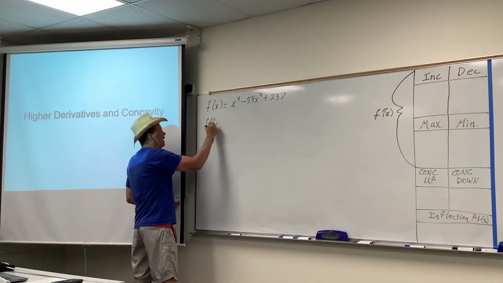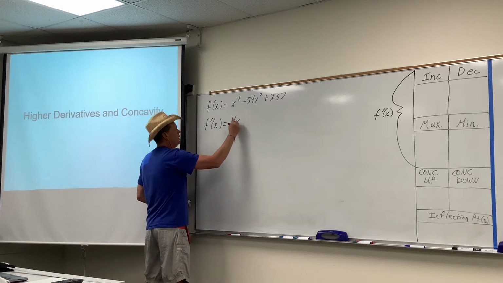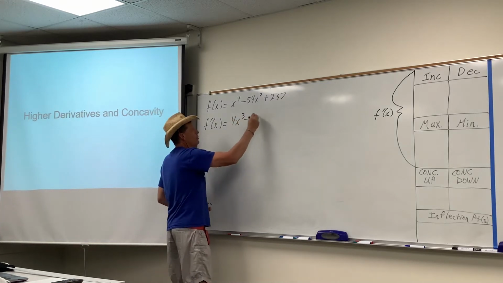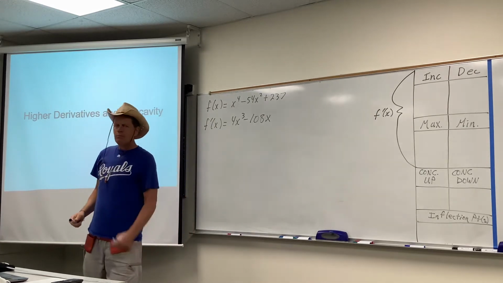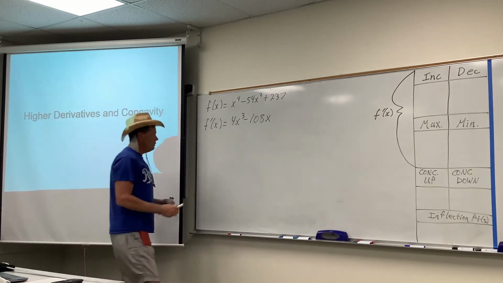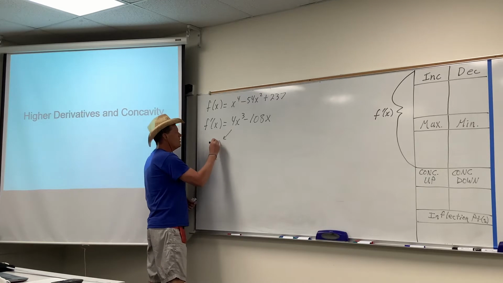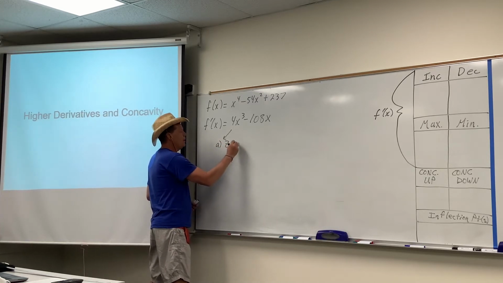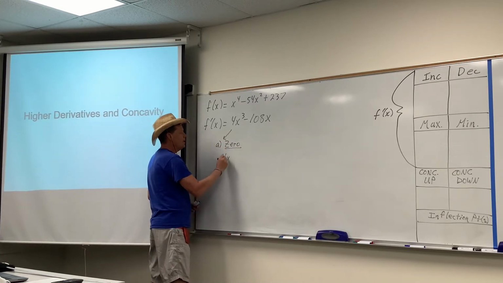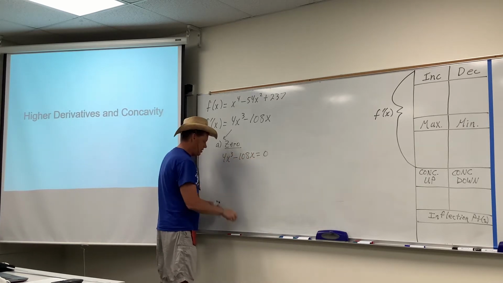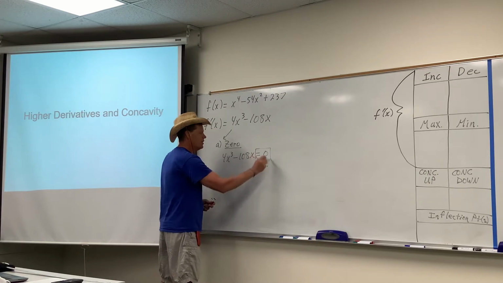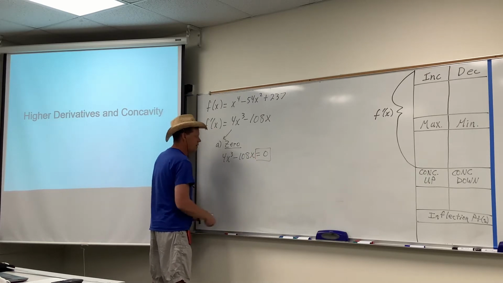So f prime of x, we find the derivative. Go back and look at your notes from assignment number 20. And so that's our first derivative. And as you recall, we set it equal to 0 to find critical points. And this would be horizontal tangent lines, right? Slopes of tangent lines. Slope of 0 would mean that it's horizontal, all right?